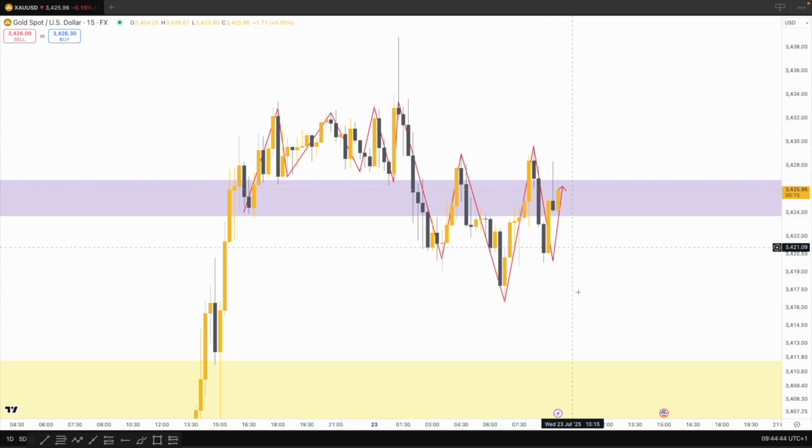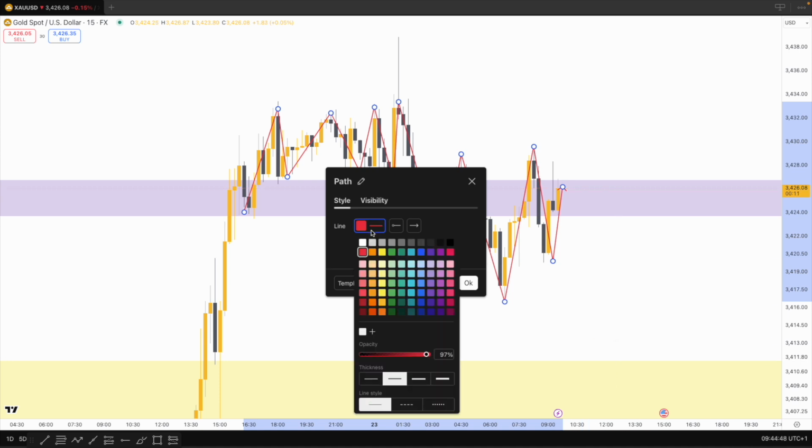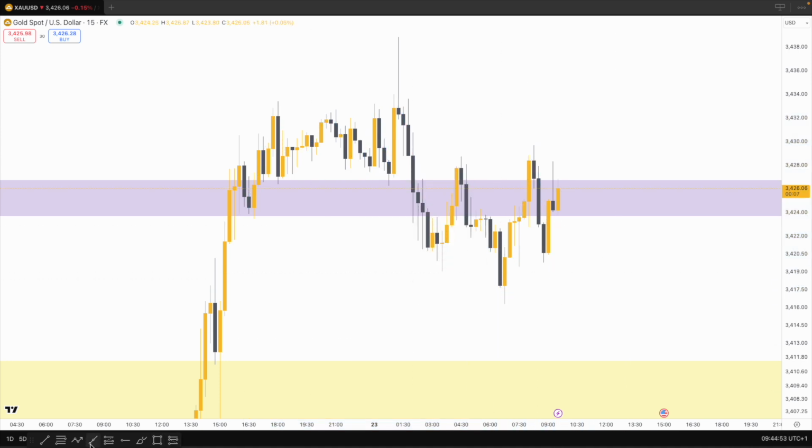And so as you can see, there is something interesting here. If I go ahead and change this into blue, so you can see it a lot more clearer, we're going to show you a little pattern that we have established here. So we have established a head and shoulders pattern, with our left shoulder being here, our head being here, and then our right shoulder here. So we have an inverted head and shoulders pattern.